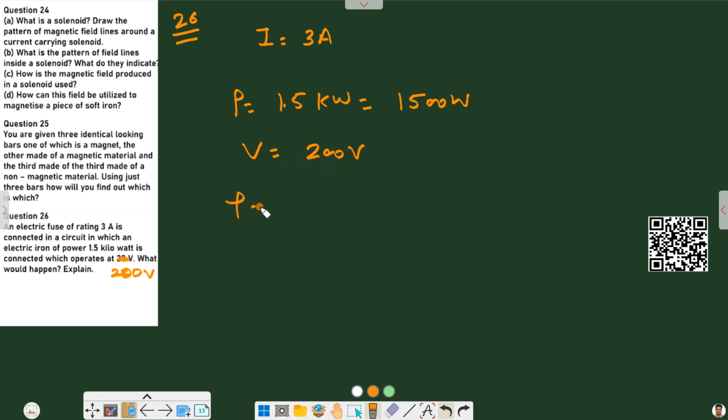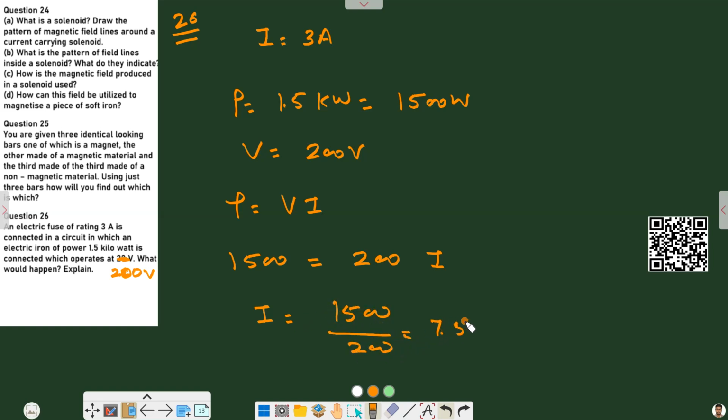Now we know that power is voltage into current. So value of power is 1500 equal to voltage 200 and I. So from this we can find value of current for this iron is 7.5 ampere. Now what will happen? This electric iron will draw current of 7.5 ampere from the circuit. But our fuse only allows 3 ampere. So what will happen?